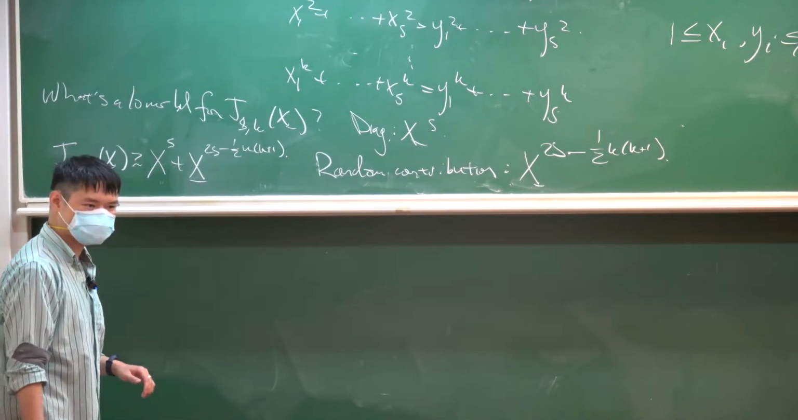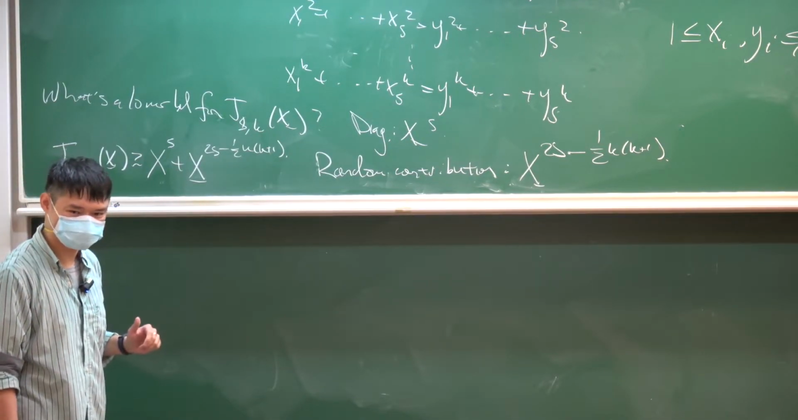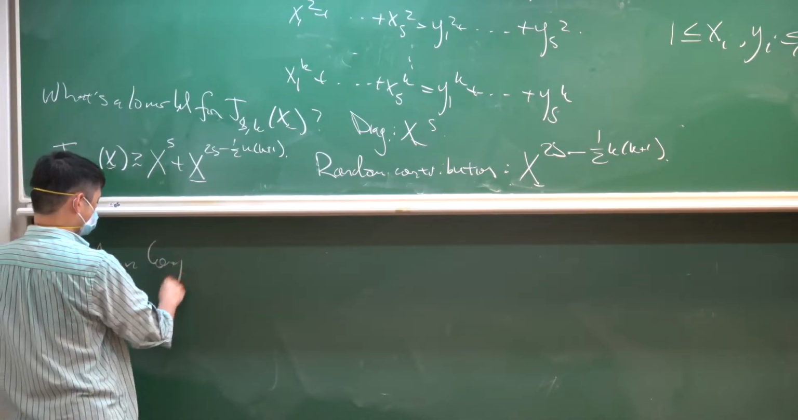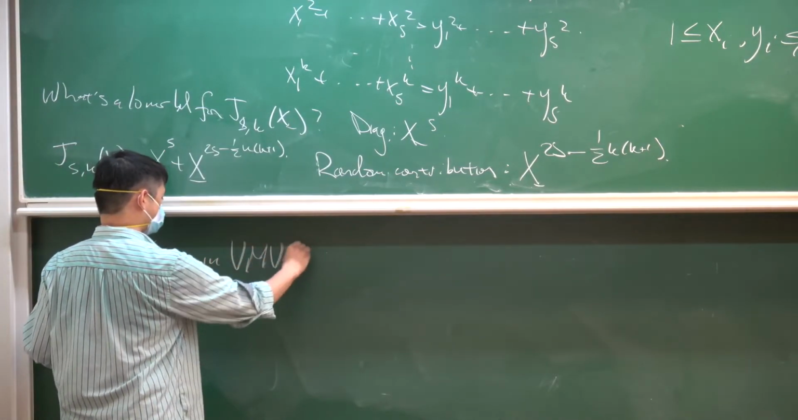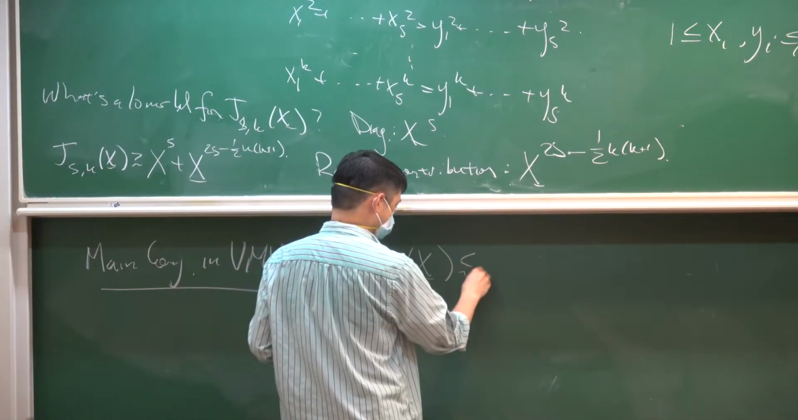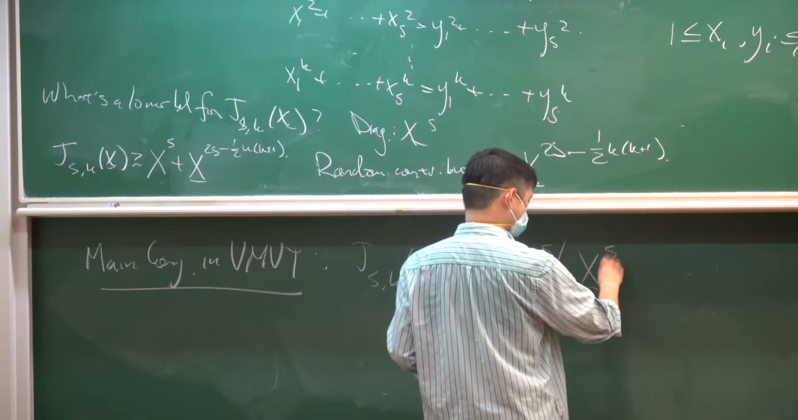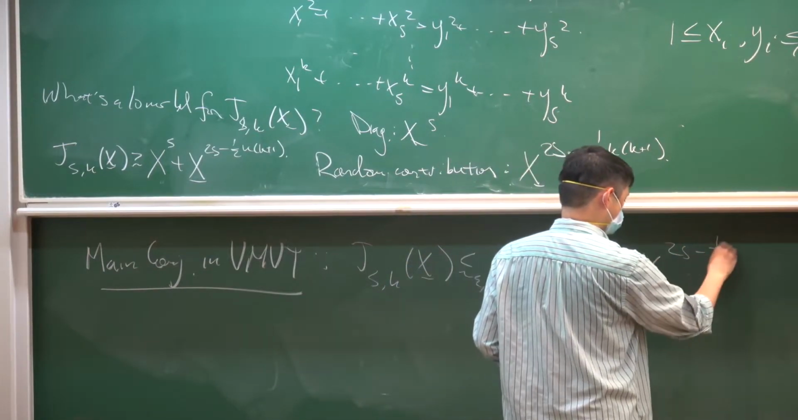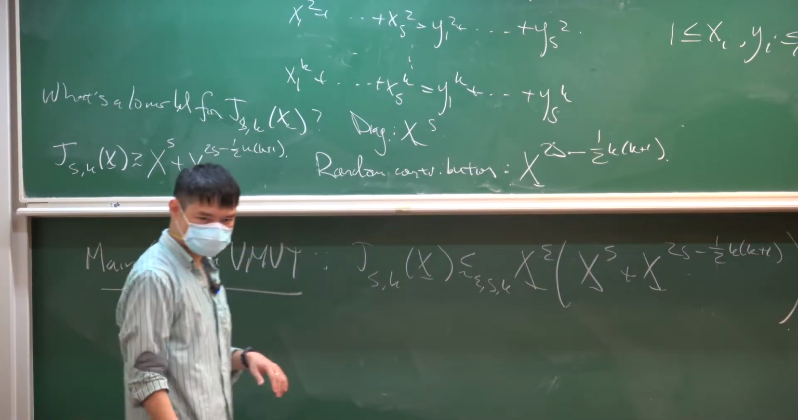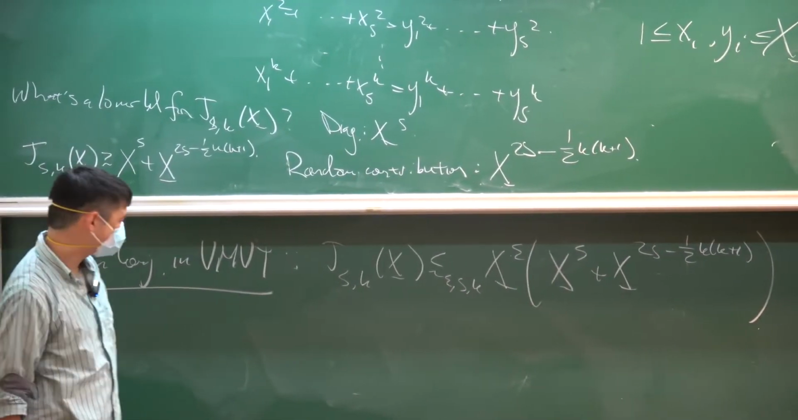Well, what should one conjecture the upper bound be? It'd be nice if the upper bound was not much more than the lower bound. So what's the conjecture? The main conjecture in Vinogradov's mean value theorem is that Jsk of x is bounded by a constant depending on epsilon, s and k, times x to the epsilon times x to the s plus this guy. So what does this main conjecture say? It says that the number of solutions is not much more than the lower bound. There's only an x to the epsilon.